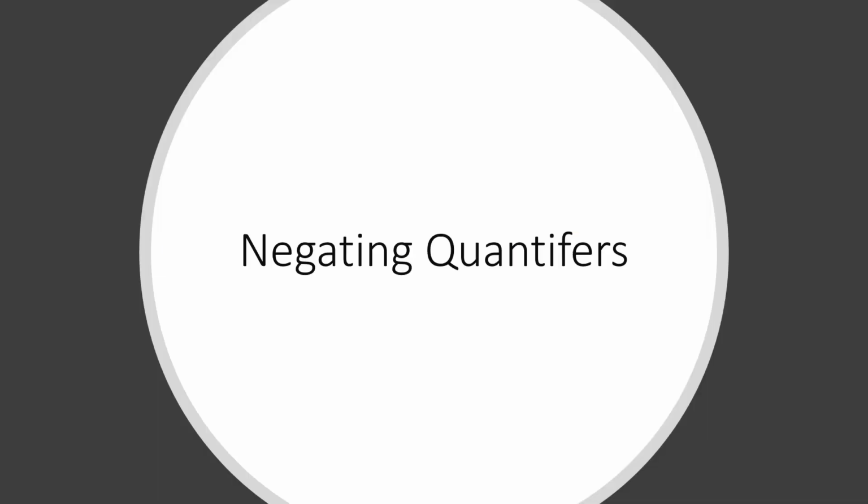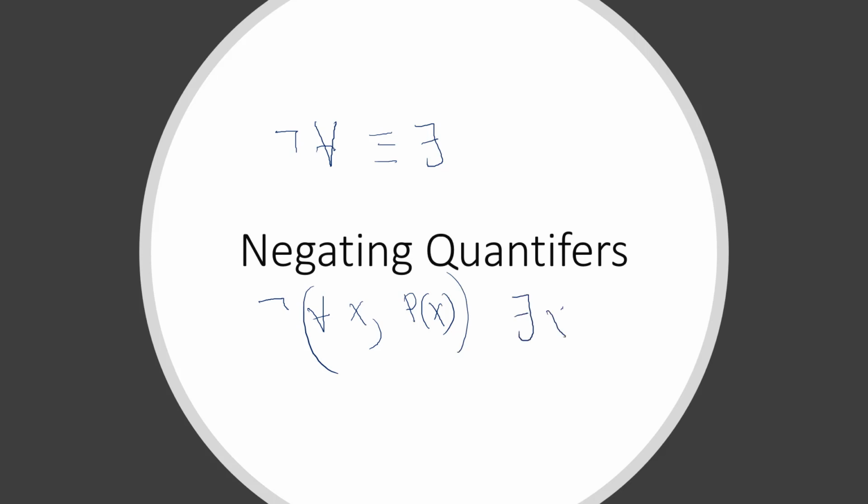So, negating quantifiers: if you take for all and you negate it, it gives you there exists. For instance, if you say for all x, P(x), the negation of that would be that there exists an x such that P(x) is false. So if it's not the case that for all x P(x) is true, that means there must be some x where P(x) is false.